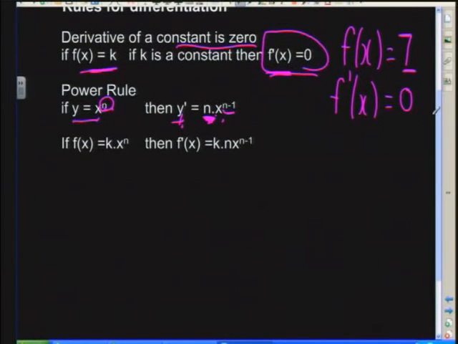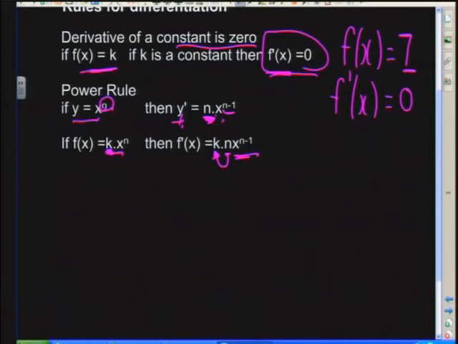And then if we have f of x equal to k times x to the power of n, so now instead of just x to the n, you've got a coefficient here, so some number. Then all you do is it's exactly the same rule. You bring the n to the front, but you multiply it by whatever constant was already there, and then you subtract 1 from the power of x.